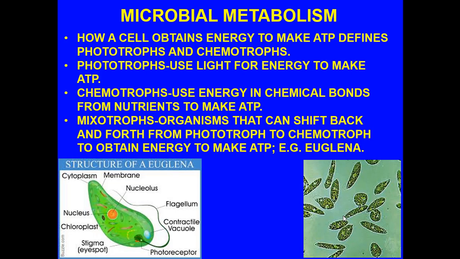Now, there's an unusual group called mixotrophs. These are organisms that can shift back and forth from a phototroph to a chemotroph to obtain energy to make ATP. The example of that is the euglena. The euglena has the capability of not only getting energy from sunlight, but you could put them in the dark and they could still do this as long as you supply them with some chemically bonded, basically organic, matter that they can extract the nutrients from and make ATP from.